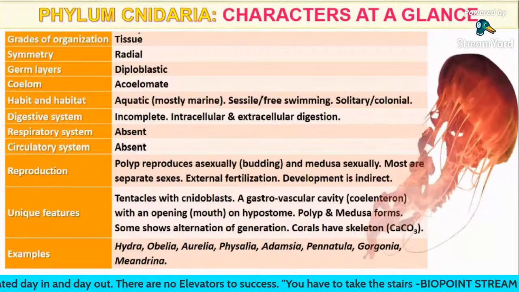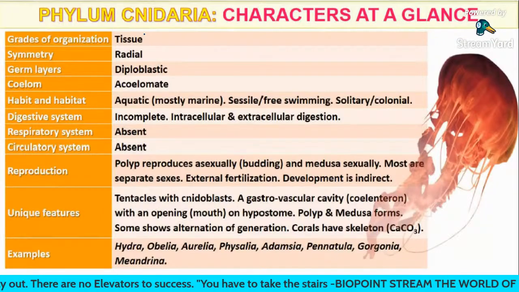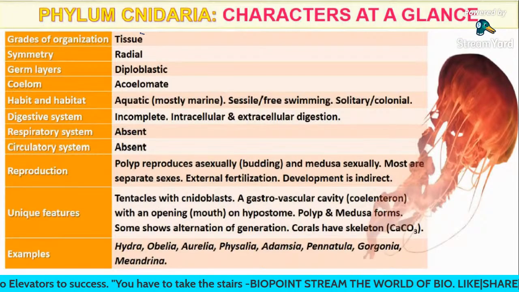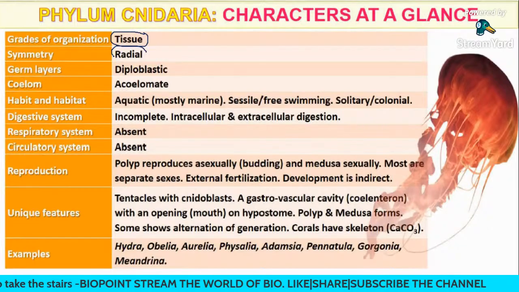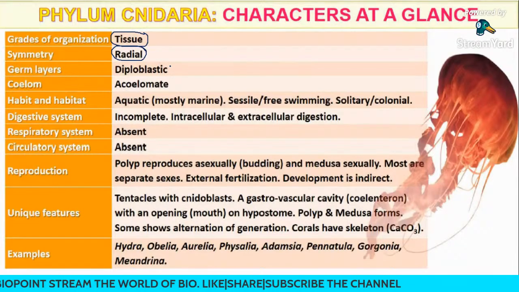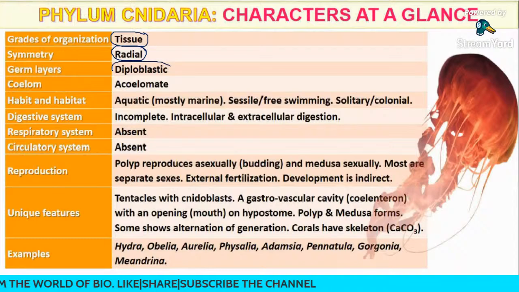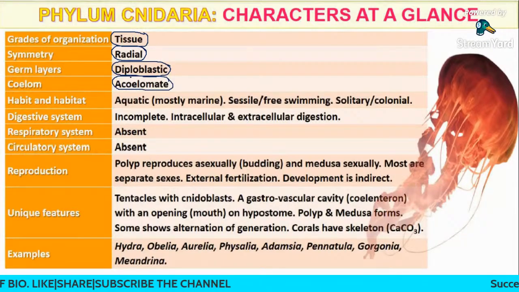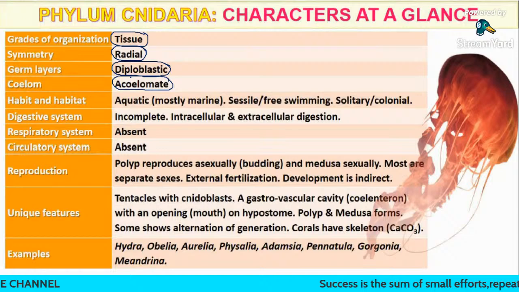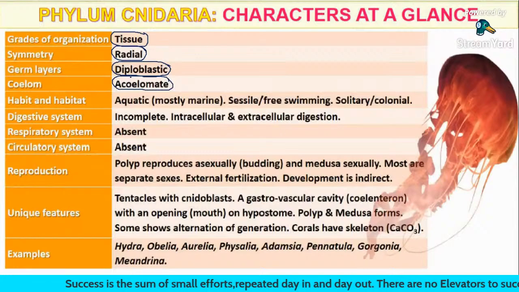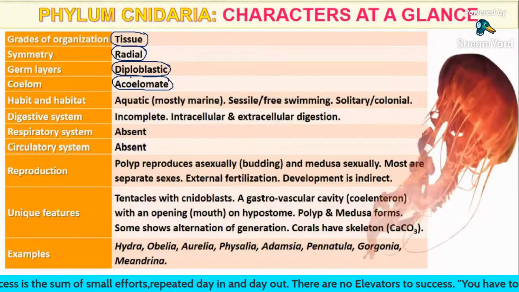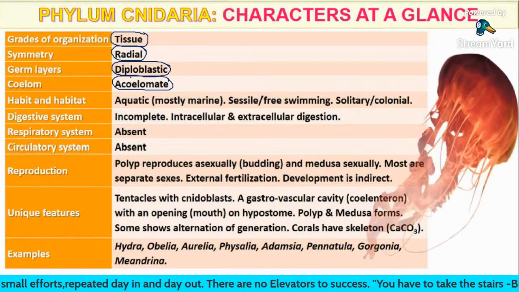So just recap what we have learned so far. Tissue level of organization, radial symmetry, diploblastic organism, acoelomate. Guys, when you study, you have to learn this table by heart, because everything we have discussed comes under this table. After studying this table by heart, you can go with the NCERT. That is very important.